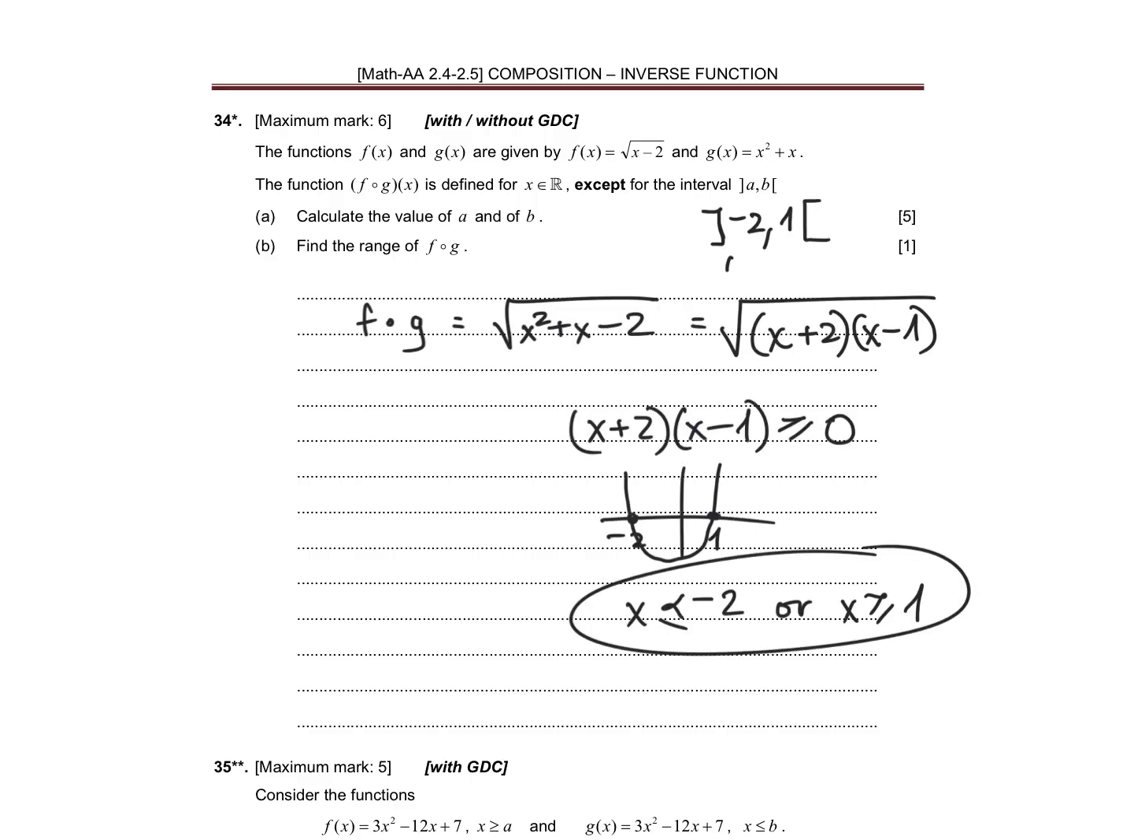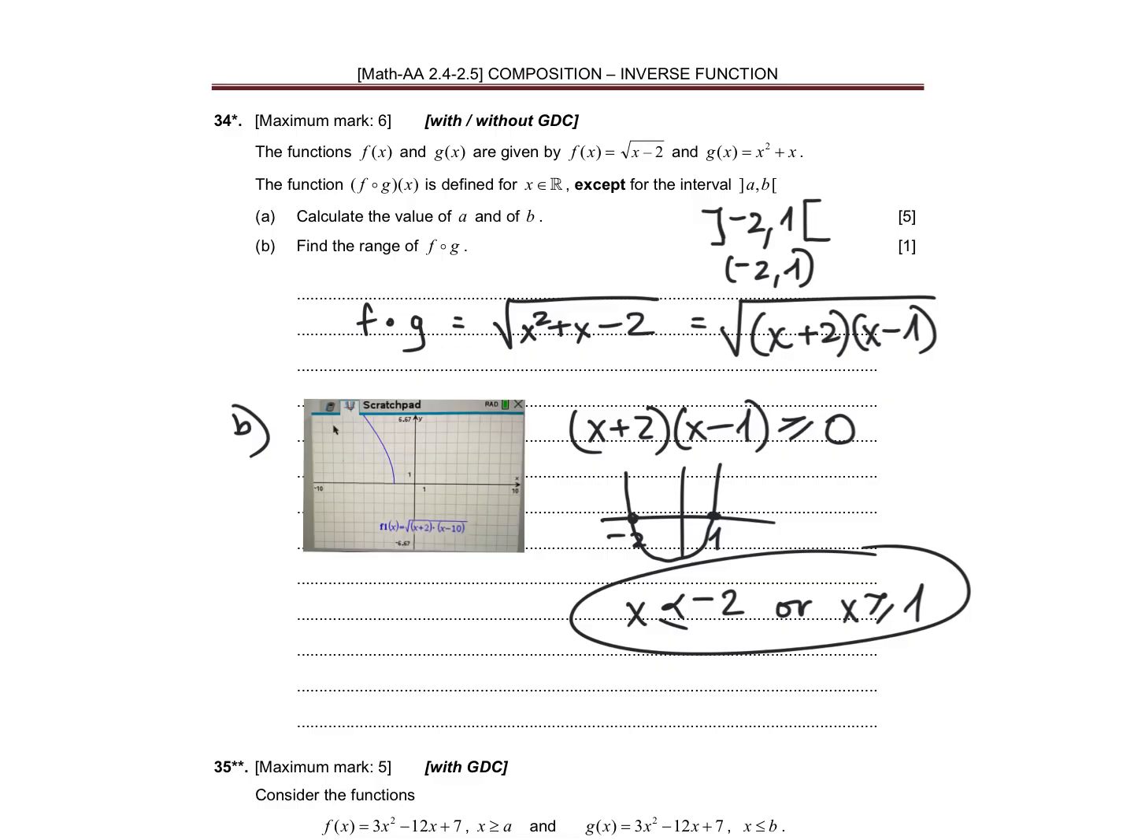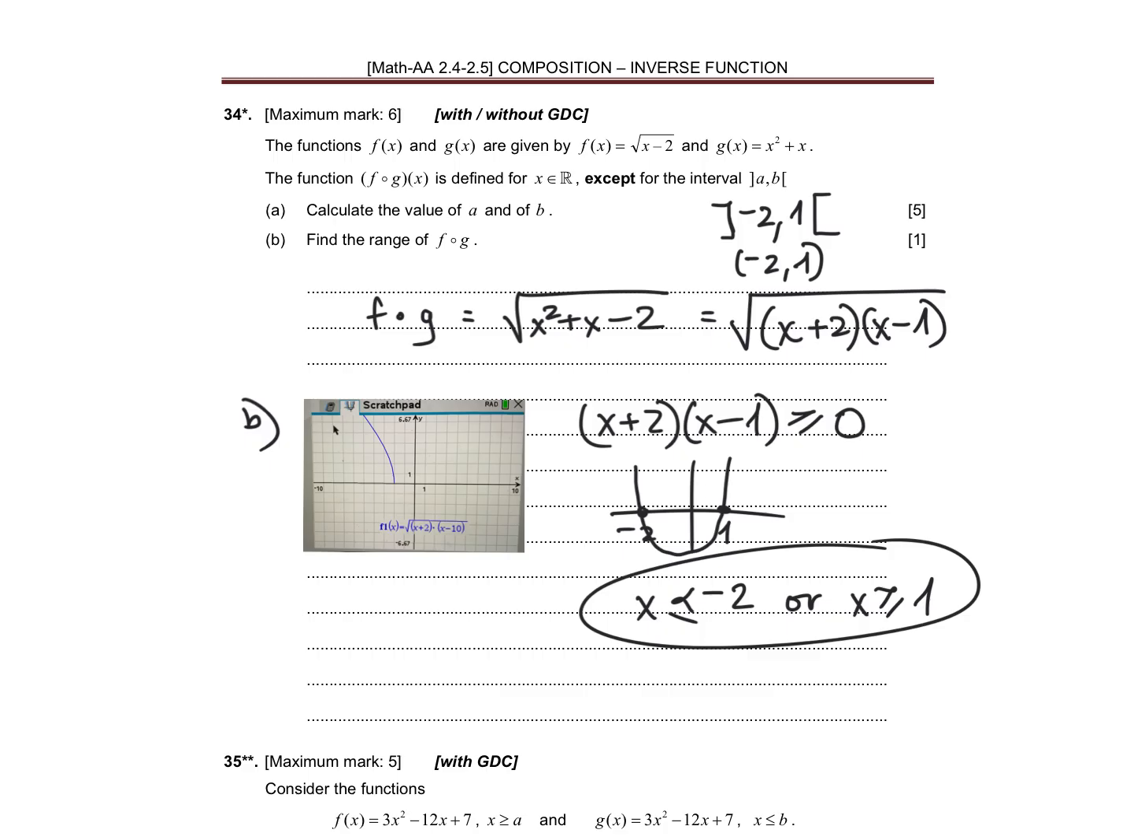Another way to write that is like (-∞, -2] ∪ [1, ∞), whatever. Okay, for B, find the range of f of g. So we're going to use the calculator. So here I took a picture of the calculator and you can see the lowest y is 0. So we've got that the range is y greater than or equal to 0.